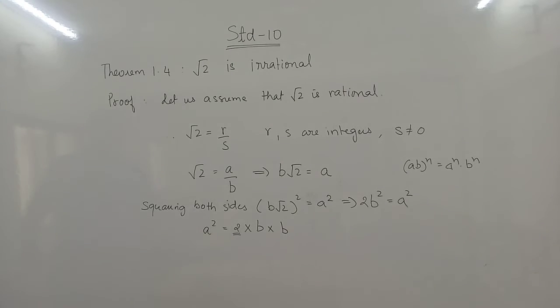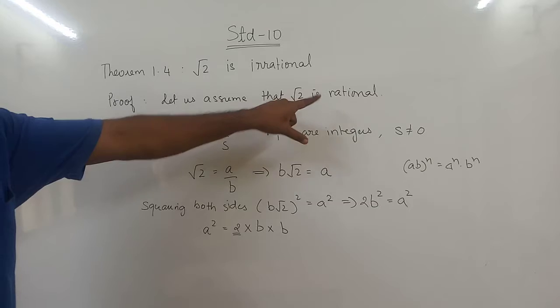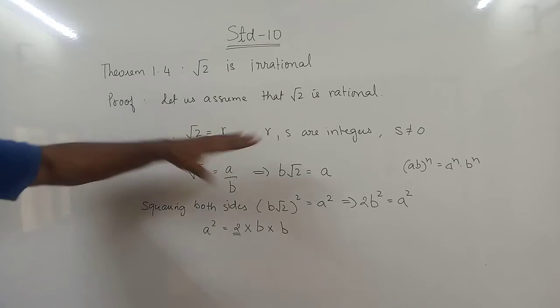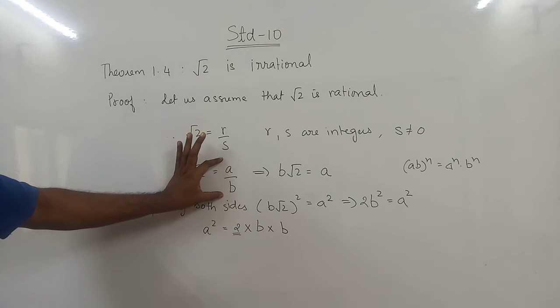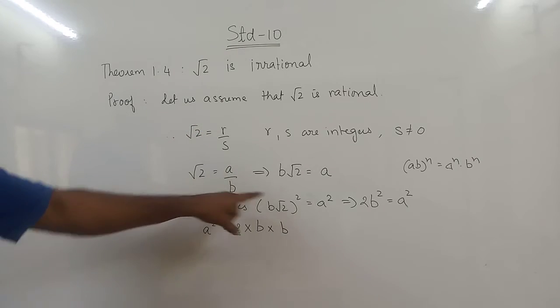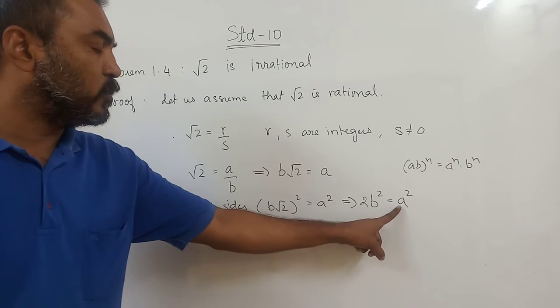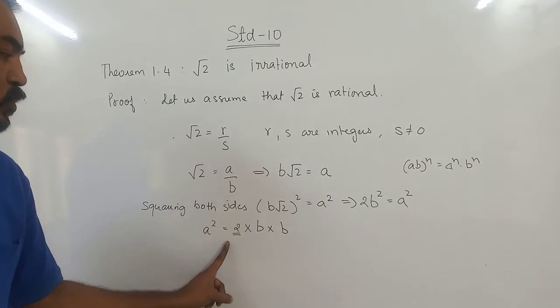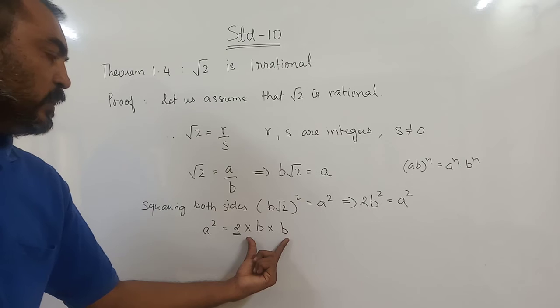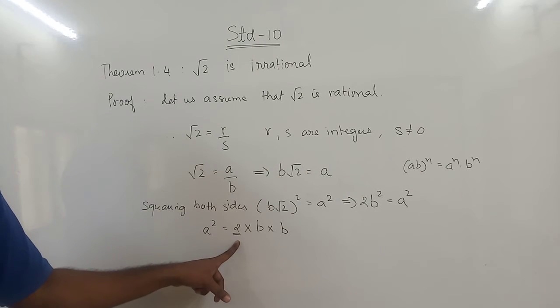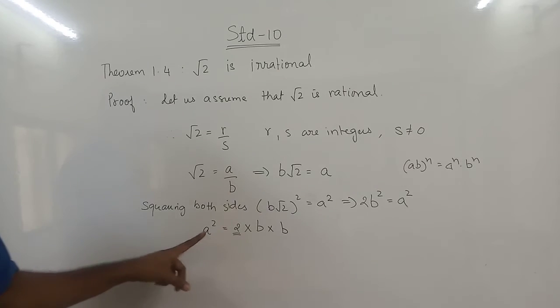What I have done, you see again: I assumed root 2 is rational, put it into the rational form, then did the simplification and got it into the most simple form. Then I multiplied, squaring both the sides, and you got 2b square equal to a square. So a square is written as 2 into b into b. This b can be prime or composite, you don't know, but 2 is a prime number that we know. So 2 divides a square.